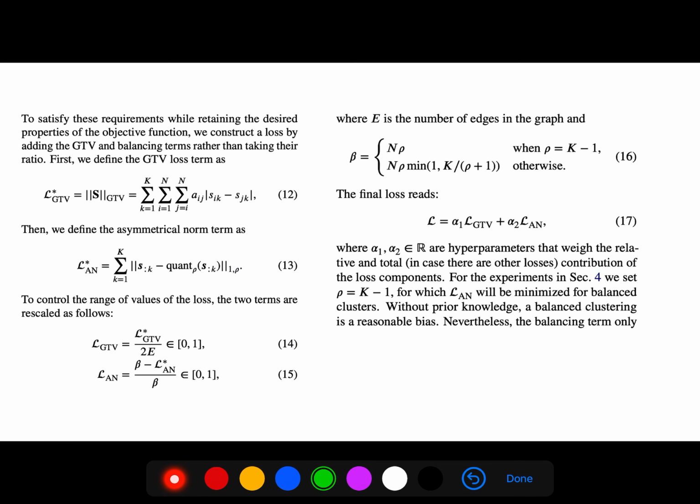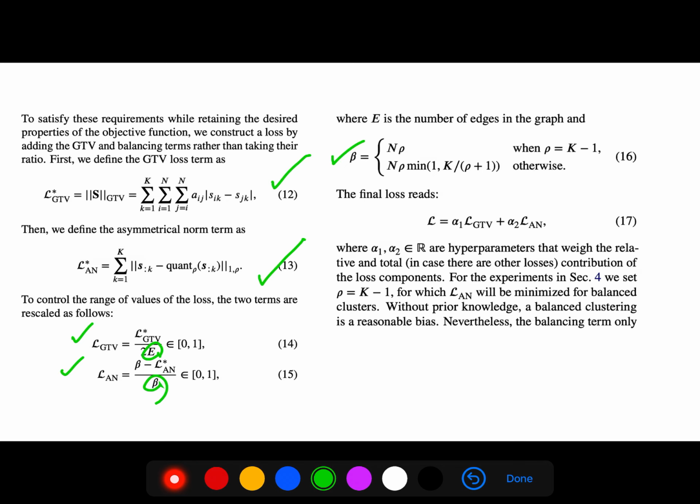So first we define the graph total variation. As I said, it's just the L1 norm. Then we define the symmetric norm term. Now, to control the range of values of the loss, the two terms are rescaled. So both of them are rescaled. And E here is just the number of edges in the graph. And beta here is this term.